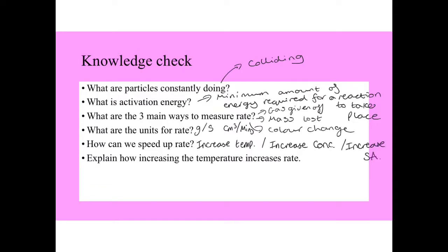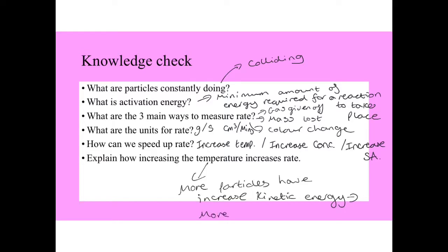Explain how increasing these increases the rate. So more particles, increased kinetic energy, which means more chance of collisions. So that means more successful collisions, which leads to increased rate because they're reacting quicker.